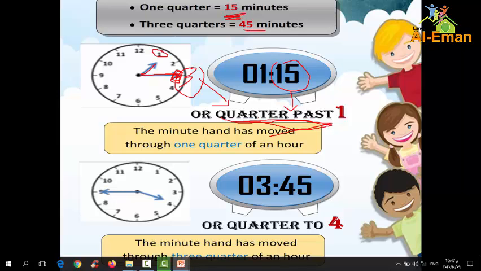But 3/4 equals what? It equals 45 minutes. So when the long hand points to 9, it means quarter to. Or in a digital clock, 45 minutes means quarter to. Okay, let's see our example.